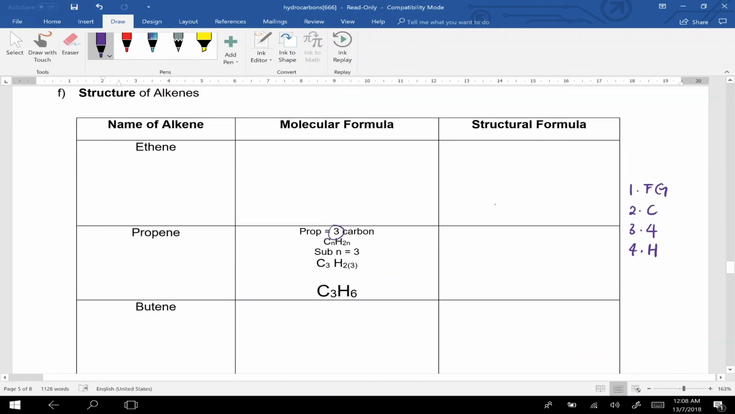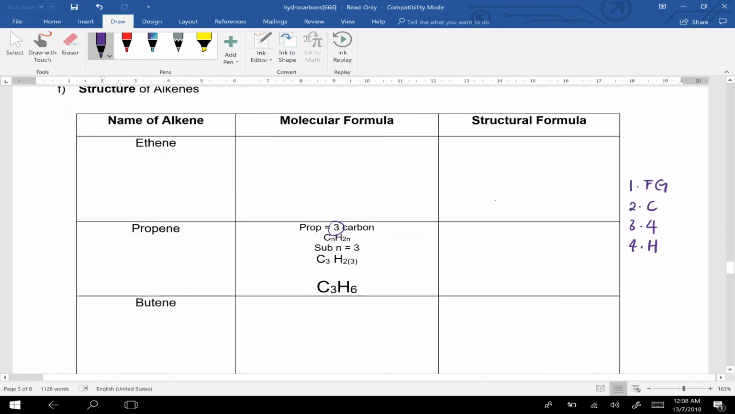Alright, so how do we draw the structure of alkenes? We're going to look at propene first. It's already been drawn for you, so I'll go through it step by step so that you can draw ethene, butene and pentene. Recall the 4 steps that I shared earlier. First, draw the functional group. Second, draw out the correct number of carbon atoms. Third, draw in the 4 bonds. Lastly, the 4th step, fill in the hydrogen atoms.